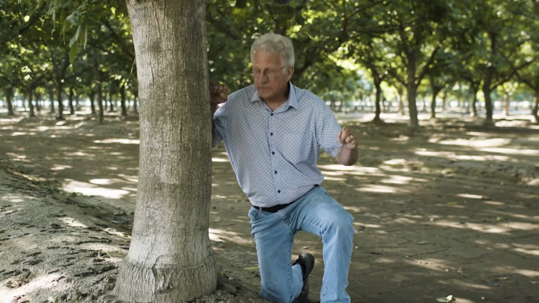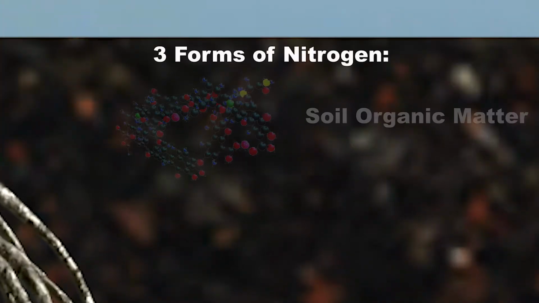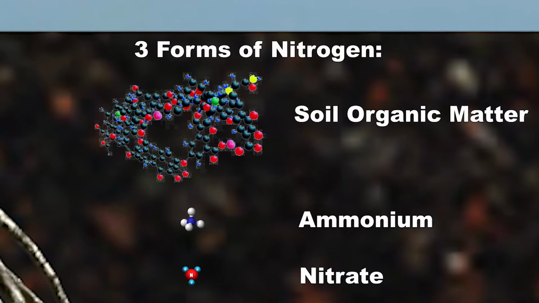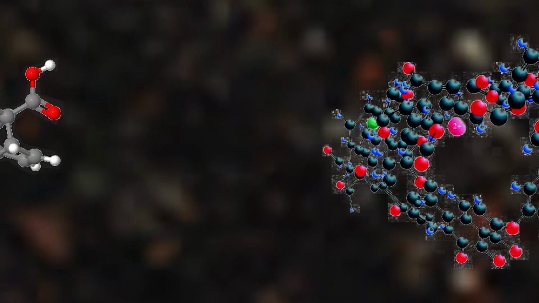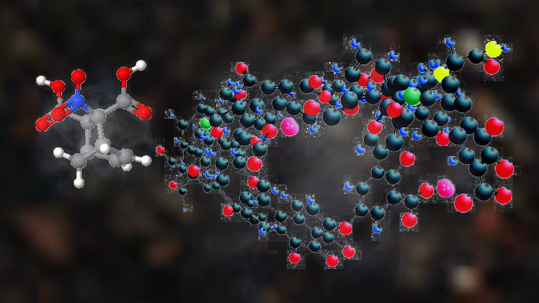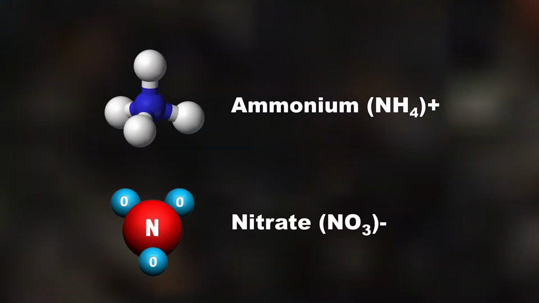To help understand how to manage nitrogen applications, it's important to understand the different forms of nitrogen in the soil and how the tree takes up nitrogen. There are basically three forms of nitrogen in the soil: soil organic matter, ammonium, and nitrate. Soil organic matter is the nutrient storage bank in your soil. In the short term, organic matter nitrogen is tied up in big, complex organic molecules that are not immediately available to plants. But over time, this organic matter breaks down and provides a steady supply of ammonium and nitrate to the soil and the roots.